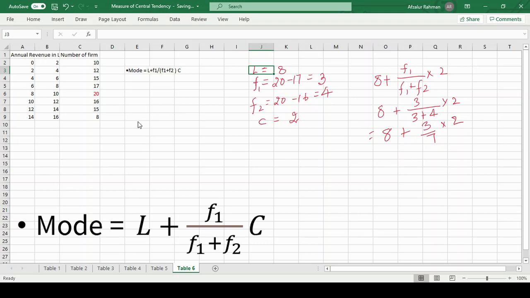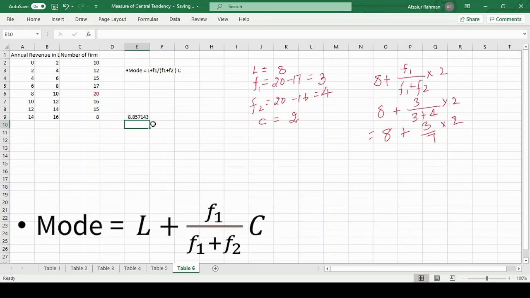So let me calculate using the Excel sheet to save time. Equal to 8 plus 3 multiply 2 divided by 7. So that is 8.85. So this is the mode.